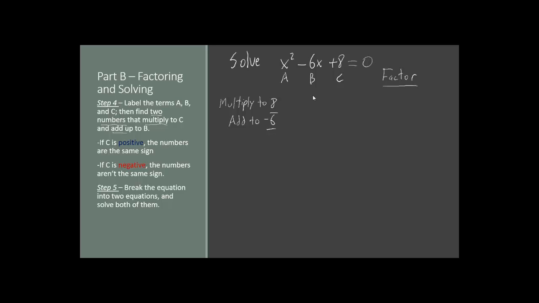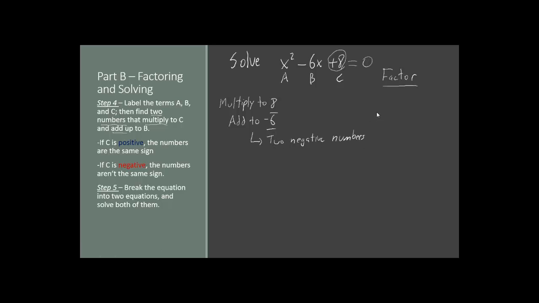Now just for a little hint here, let's look to c. And it says if c is positive, then the numbers we need are the same sign. Well, c is positive. So let's try to find two numbers with the same sign that add to negative 6. Well, it's a pretty good bet that the numbers we need are going to be negative. So let's keep our eyes open for two negative numbers, because if they were positive, there's no way they could add to negative 6.